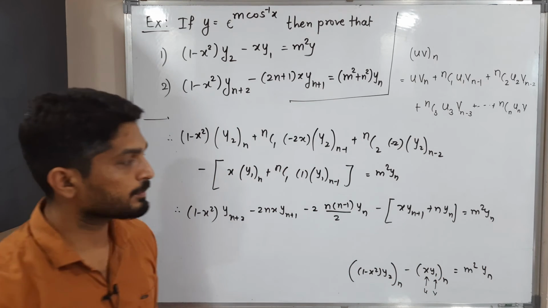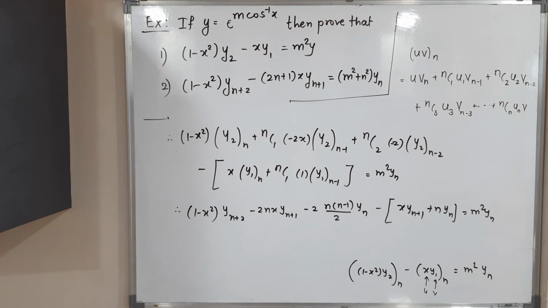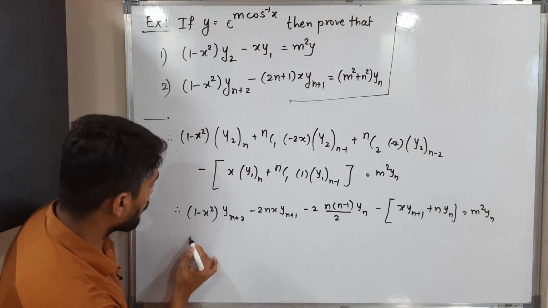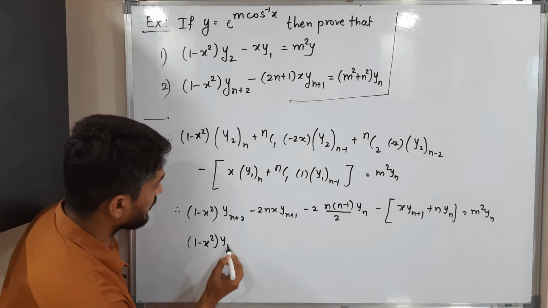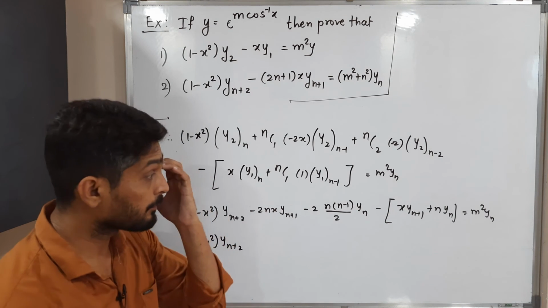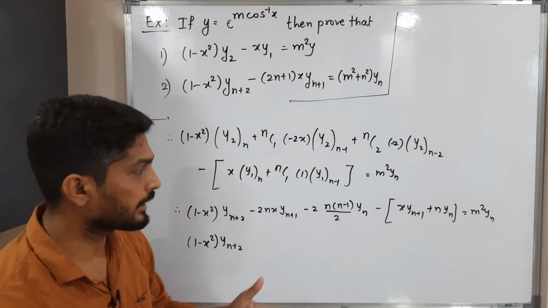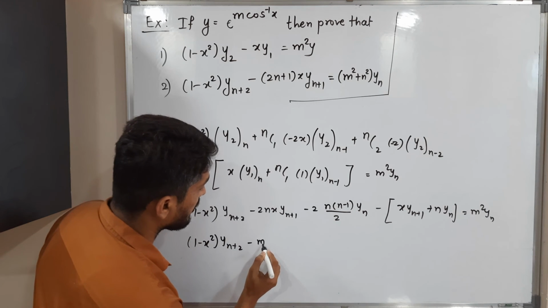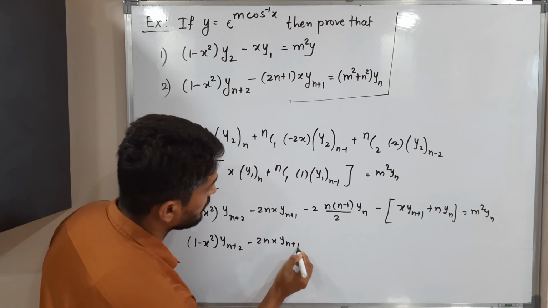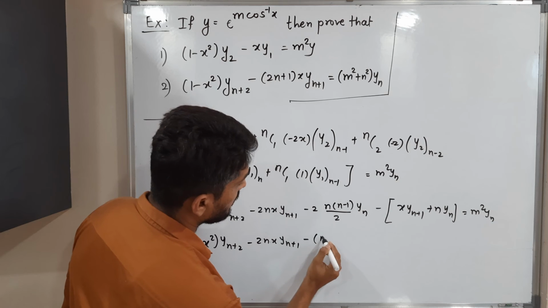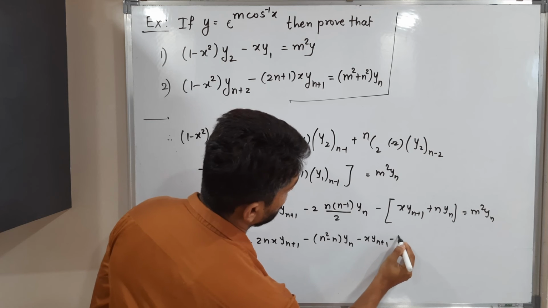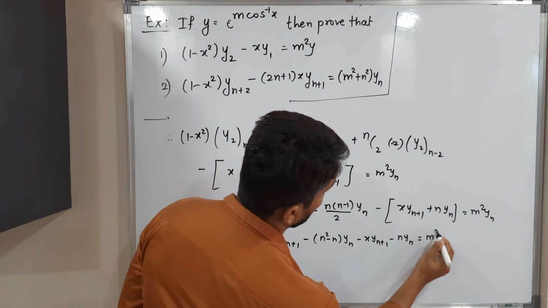Okay, I don't have more space to write. Make a screenshot of it first, then I will go further. Okay, so let us simplify. (1 minus x square) y(n+2), right? See, y(n+1) we have got, here also we have got y(n+1). What will I do? I will solve the bracket first. Okay, next step, minus minus what we have, 2nx y(n+1), 2 cancel, minus, if you solve the bracket, n square minus n, minus x y(n+1) minus n yn is equal to m square y.